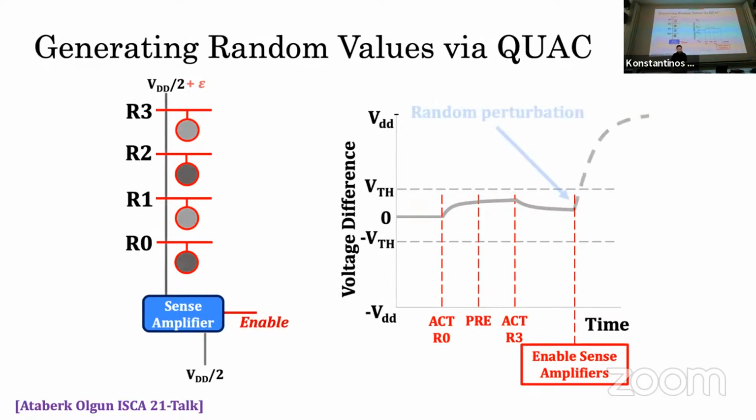So what it does is settle to a random value, 1 or 0, based on any random factor like thermal noise. And with this, we get a random value in the DRAM sense amplifier.